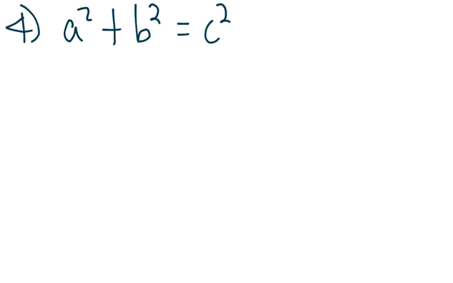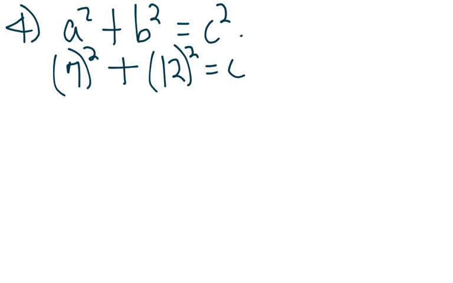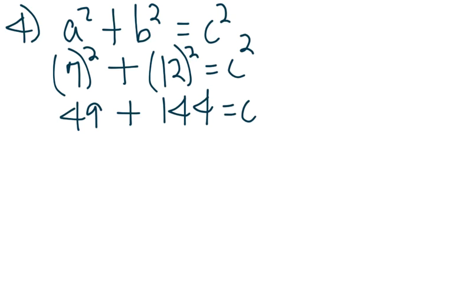If you look at number 4, the only difference in number 4 and 1 through 3 is this time they don't give you a picture. Sometimes students consider that easier because all they have to do is plug in the letters. So on 4 it says a is 7, so we would have 7 squared plus 12 squared equals c squared. 7 squared is 49. 12 squared is 144. 49 plus 144 is 193.